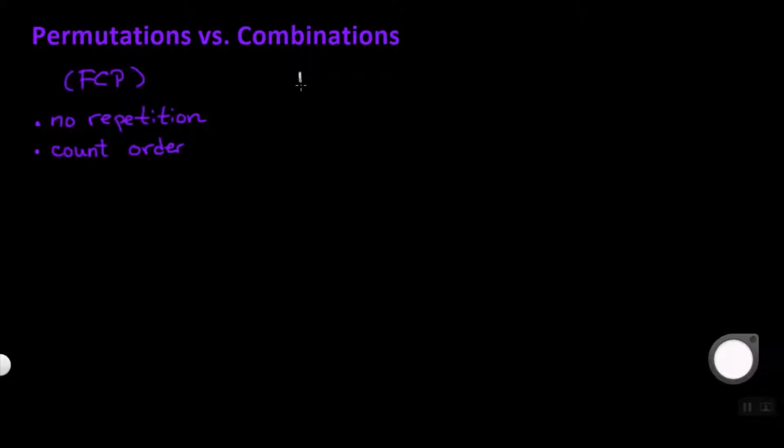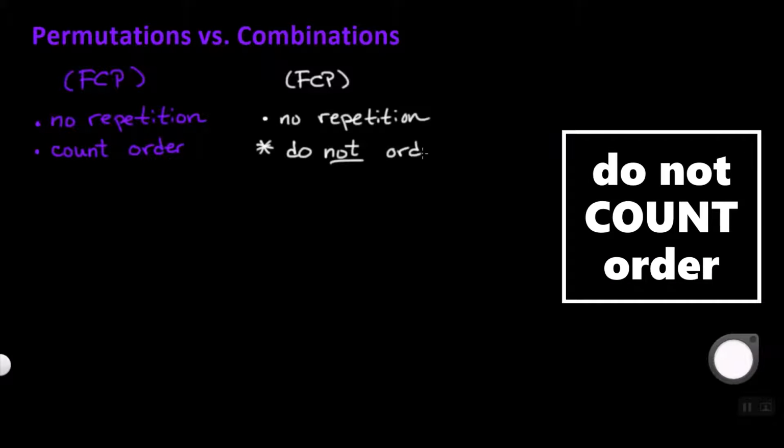Now, combinations, which is the focus of this video, is still based on the fundamental counting principle. We still can't have repetition. So permutations and combinations, beware there's no repetition in either of those. And as you probably can guess, there's got to be something different about combinations and permutations. We do not count order. So make sure you don't overcount combinations by making sure you remove order somehow.